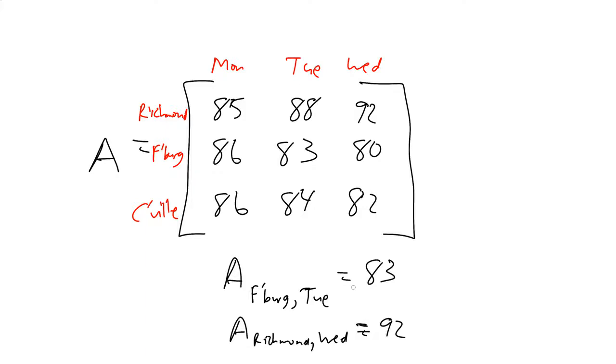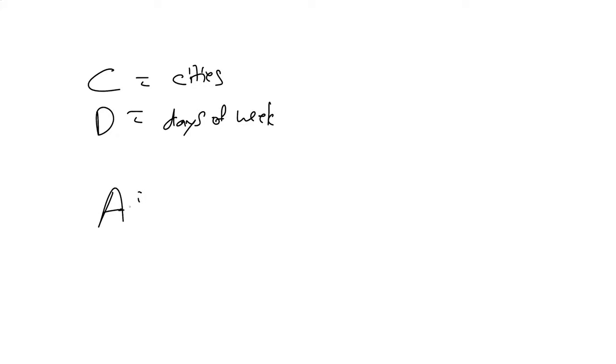Now, if you've taken All the Math Volume 1, you may remember this notation. So let's say C is the set of cities, and let's say D is the set of days of the week. And we'll just say that there are only 3 days of the week and only 3 cities for this example. So that matrix A here is actually a function from what to the real numbers? Well, it's a function from C cross D, if you remember this Cartesian product thing.